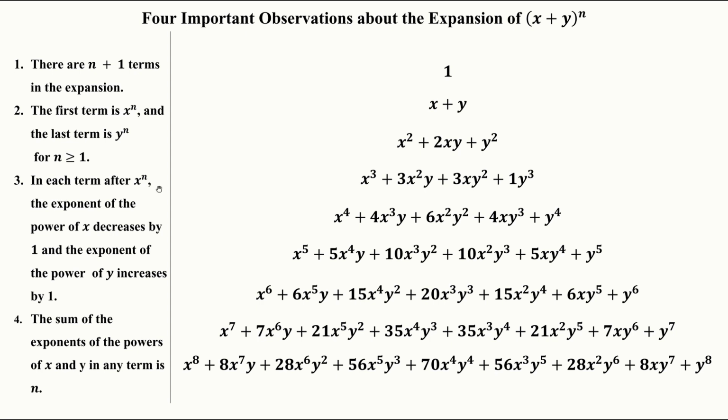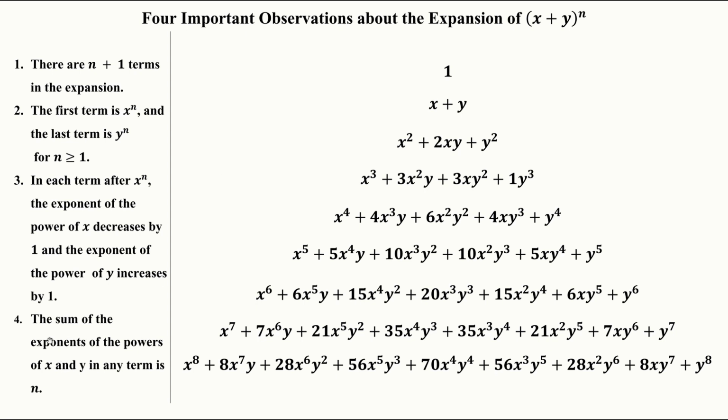In each term after x to the n, right? So, for example, let's look at this one. Let's focus on this one for simplicity. Notice that the exponent of the power of x decreases. Notice you have here x to the 4, then you have x cubed, then you have x squared, then you have x to the 1, and finally x to the 0, right? So the opposite happens for the exponent of y. The first one has no y, so that's y to the 0. Then you have y to the 1, then you have y squared, then you have y cubed, and y to the 4, etc.